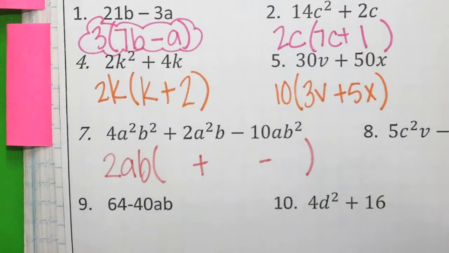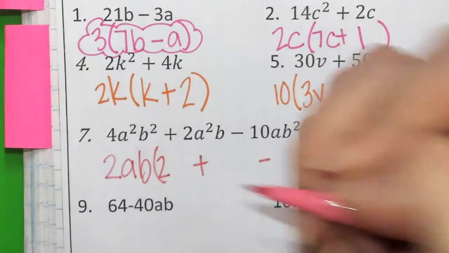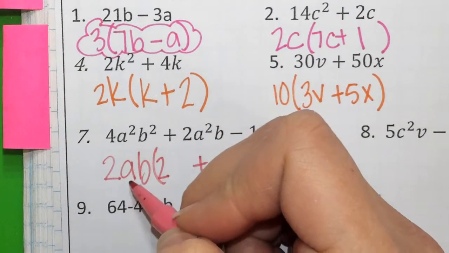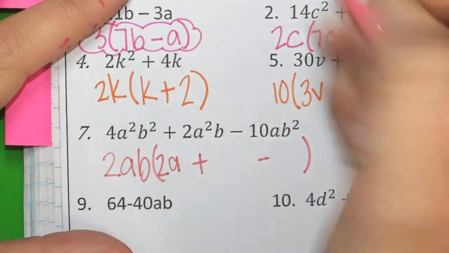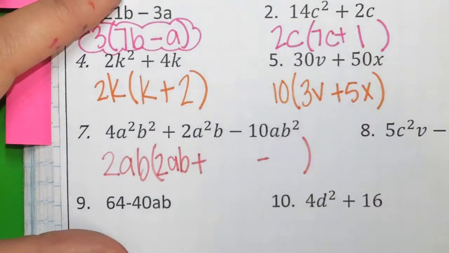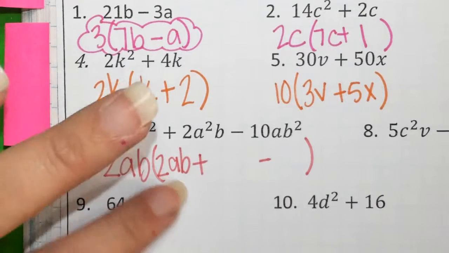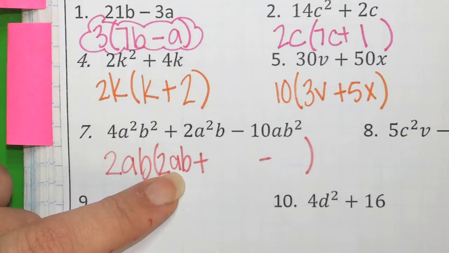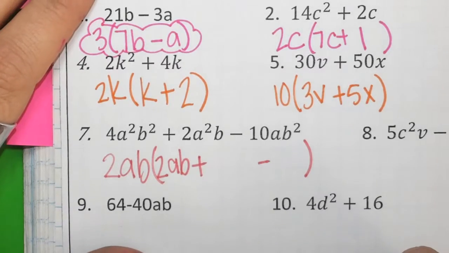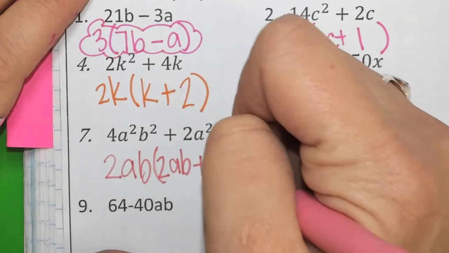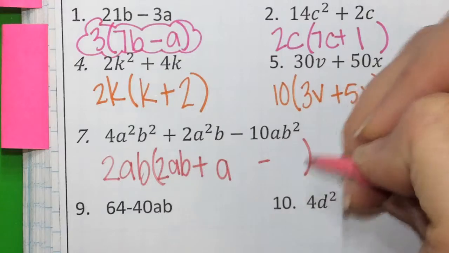So what's 4 divided by 2? 2. Alright, and if you have 2 A's and you take out 1, how many is left? Same thing with B. If you have 2 B's and you take out 1, how many is left? Alright. Any questions on our first term? Okay, what about the middle term? What would we have? A. Just A? Alright, and what about our last term? What would we have?